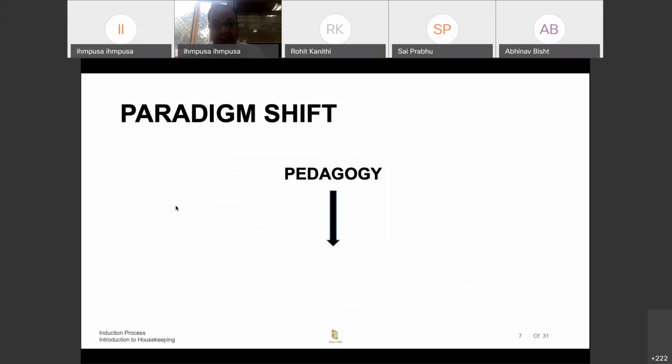Primarily, the change that takes place in you is from pedagogy to andragogy. As Dr. Gupta has covered, pedagogy is a teacher-centered approach, whereas andragogy is a learner-centered approach. So from a teacher-centered approach in first year, you will be handling many operations independently in third year. You will see in coming slides how the changes take place.